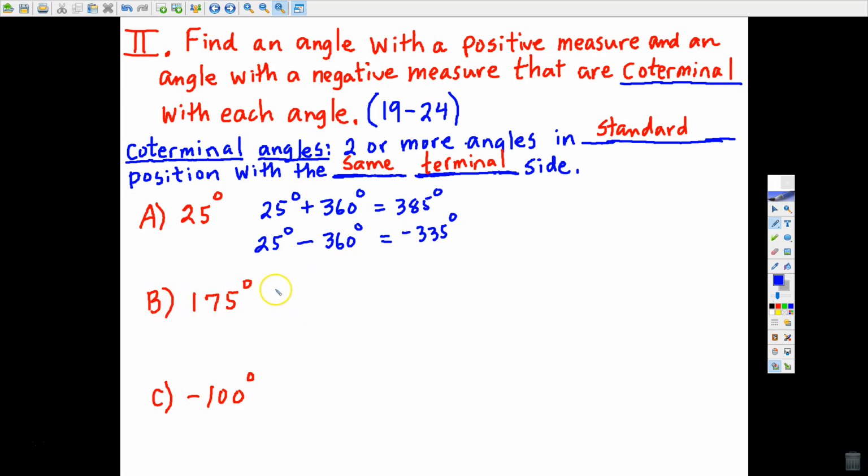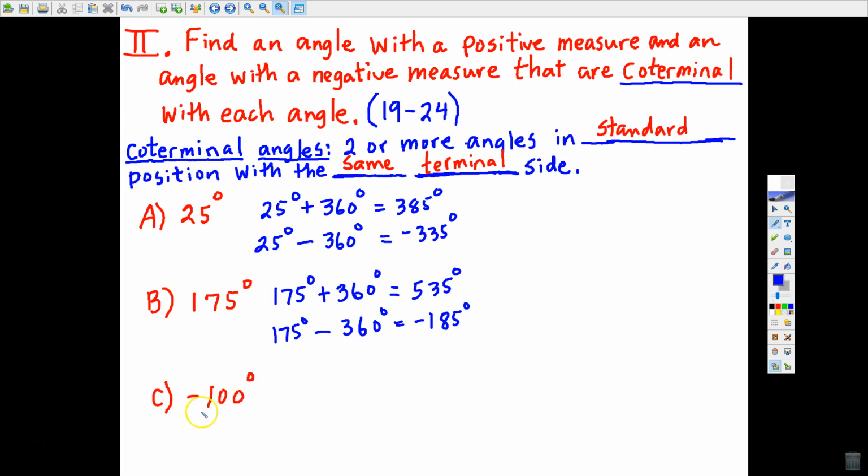Okay, so for letter B, just think of starting at 175 degrees and going all the way around. You will still be on that same terminal side, but obviously you're going to be at a completely different angle, and this will be the positive measure. So you can just grab your calculator and do 175 plus 360. That's going all the way around, one revolution. That's 535 degrees. And if you start at 175 and you go the opposite way, 360 degrees, this will give you the negative measure of a coterminal angle for this angle. 175 minus 360 is negative 185 degrees.